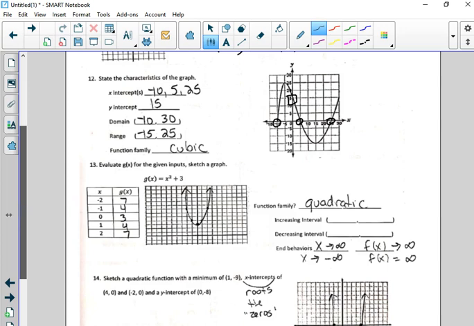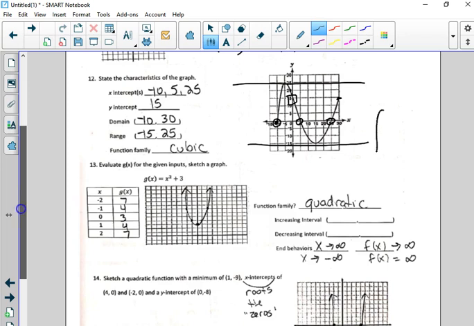The domain, now notice, there are no arrows here, okay? There's no arrows, so that basically means it goes from here to here. If it had arrows, it would keep going on. But that means left, it goes to -10, and right, it goes to 30. Range, how low does it go? -15. How high? 25. And it's a cubic.